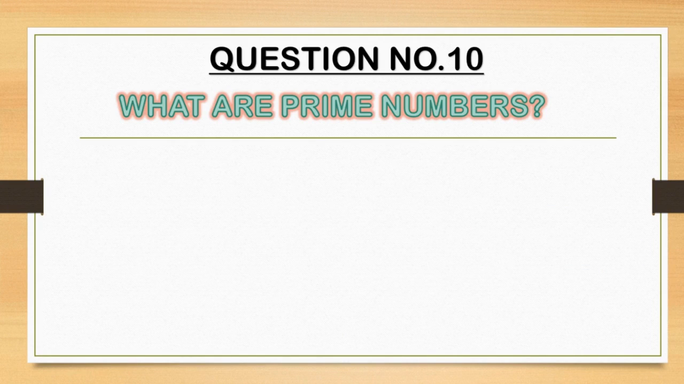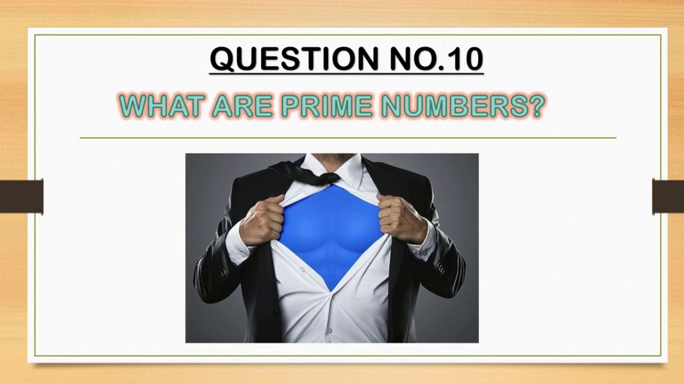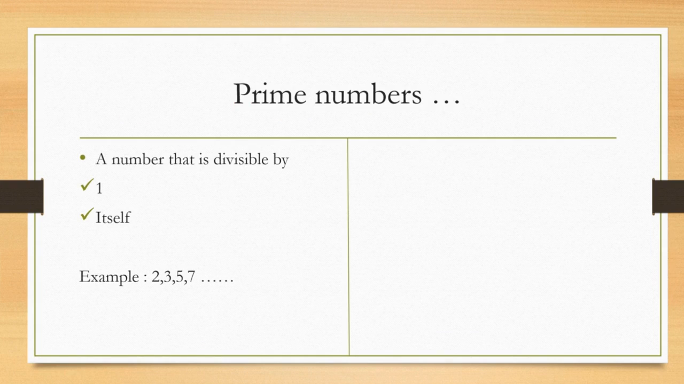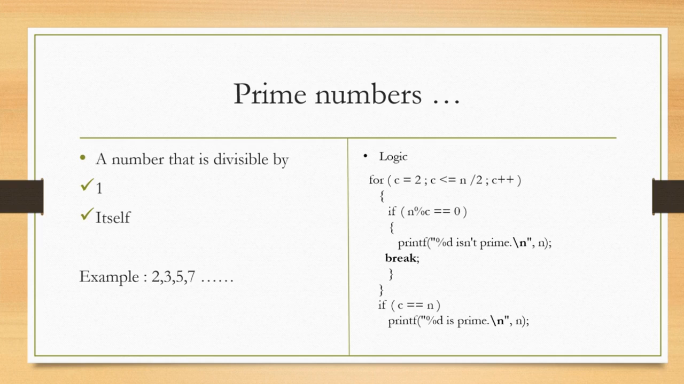What are prime numbers? First, we need to understand whether a number is prime or not. A prime number is a number which is divisible only by 1 and itself. The examples are 2, 3, 5, 7, and so on. If you want a logic, we have it.